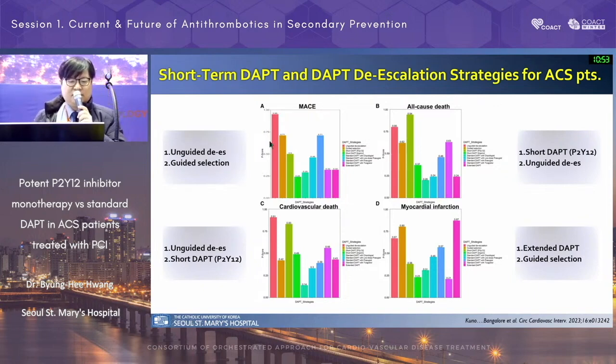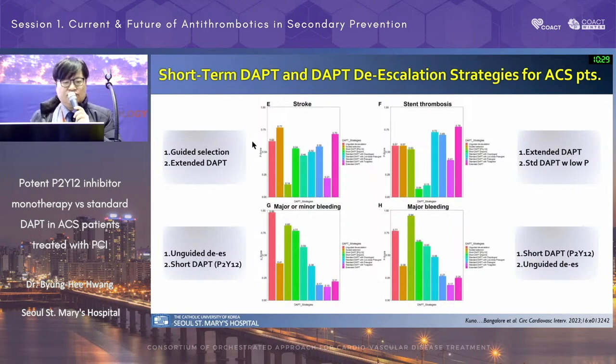In the MACE, unguided de-escalation and guided selection have the best results. All-cause death is better in the short DAPT group with P2Y12 inhibitor. Cardiovascular death was best in the unguided de-escalation group and the short DAPT P2Y12 inhibitor group. And for MI, as you can see, extended DAPT is better. For stroke, guided selection is better, and extended DAPT is second. In stent thrombosis, as you can almost think, extended DAPT is the best.